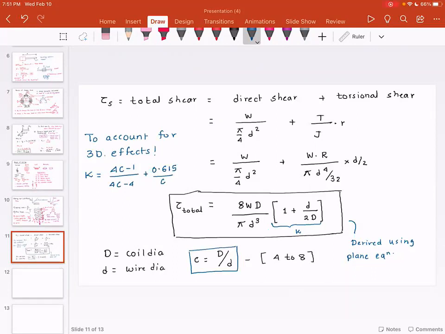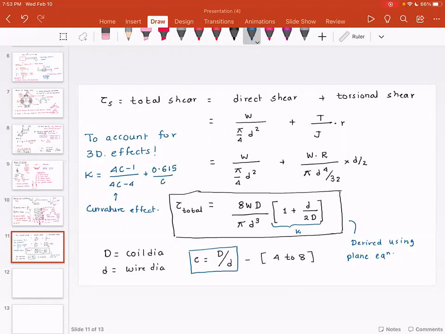So there are 2 ways the spring can be designed. If nothing is given, you are welcome to use the equation that we just derived using the planar equation, 8WD divided by pi d cube multiplied by, in the parentheses, 1 plus small d divided by 2 times capital D. But if they ask us to use the 3D effects or consider the effect of curvature, also called the curvature effect, then we have to consider Wahl's factor K, given as 4C minus 1 divided by 4C minus 4 plus 0.615 divided by C. What this Wahl's factor does is amplify the effect of stress.